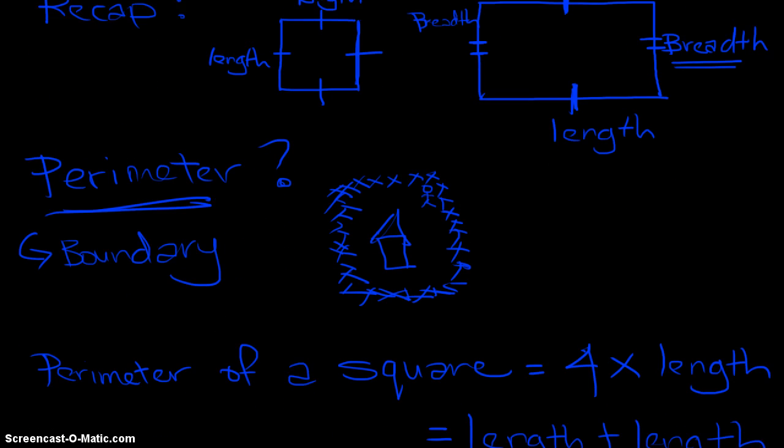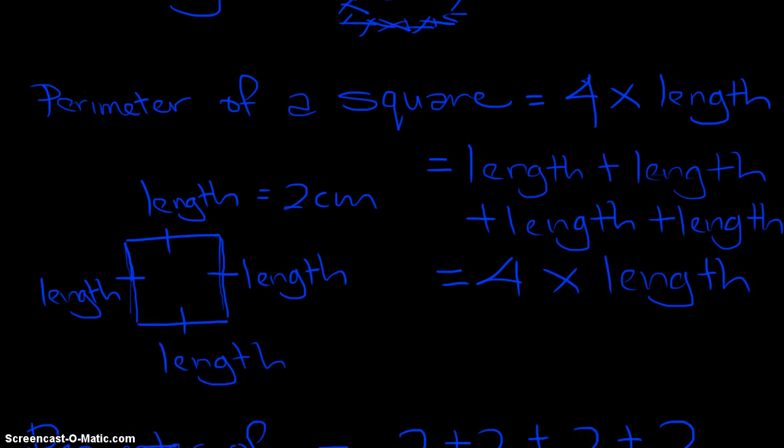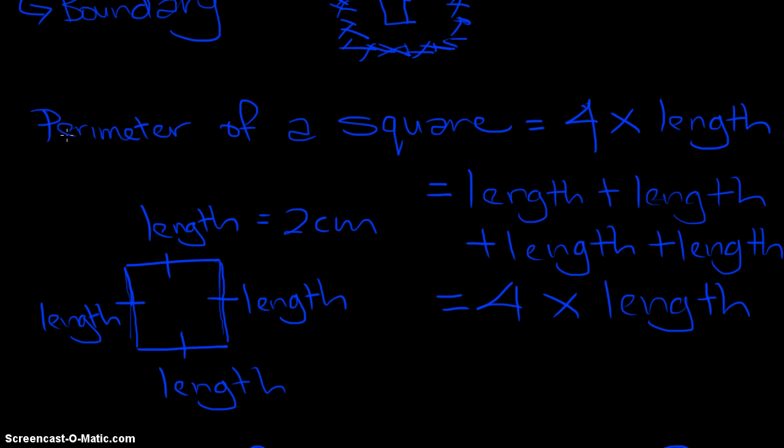All right, so what is the perimeter of a square? I have a square here, and its perimeter is four lengths added together, or four times the length. Why? Because I have a length plus the length plus the length plus the length. This is the perimeter of the square. So it's four times a length.